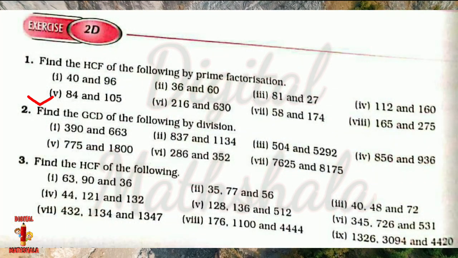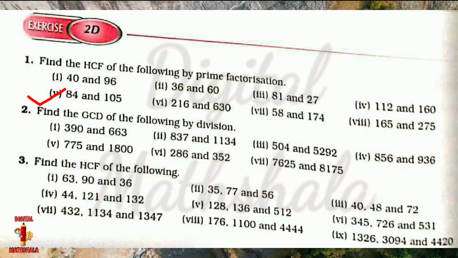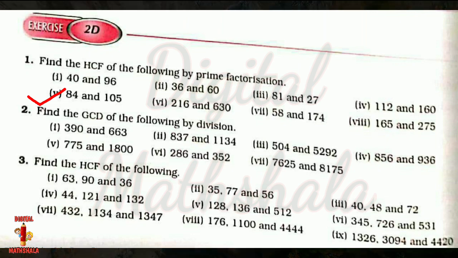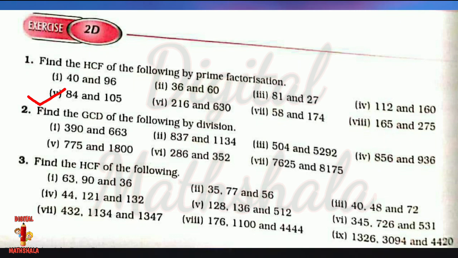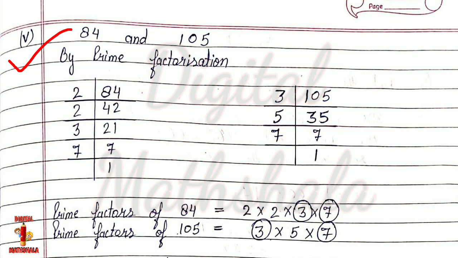Question number 1, fifth part. 84 and 105, two numbers are given in the question, and we want to find the HCF of both the numbers by the prime factorization method. So what we will do for this, let us look here. Now we will try to find the prime factors of both the numbers. Here you can see that 84 is an even number.